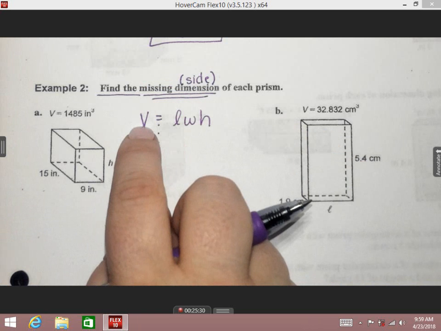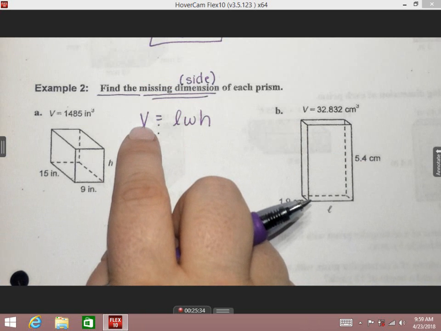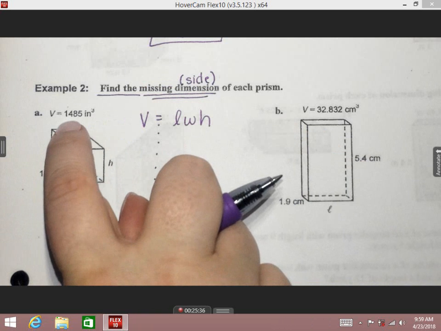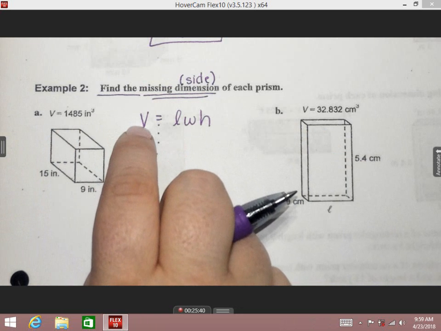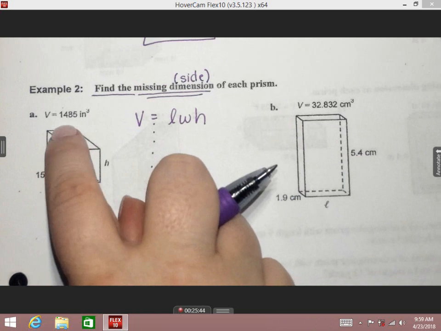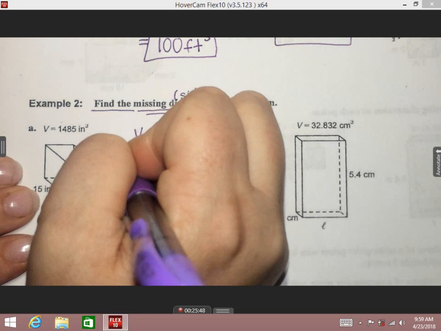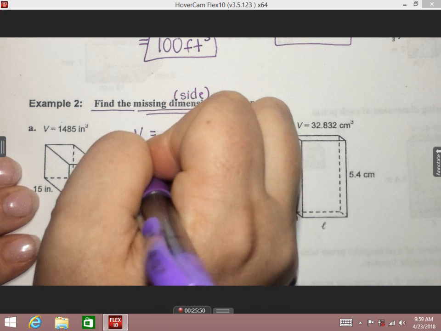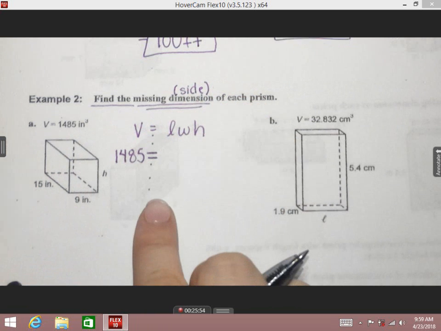So my first letter here is V. Do I know V? Yes, it tells me right here, V equals 1,485. So where V is, instead of writing the letter, I'm going to plug in that number. So underneath V, I'm going to write 1,485. And I'm going to keep my equal sign there. That's the whole point in that dotted line, to make sure it's staying separate.